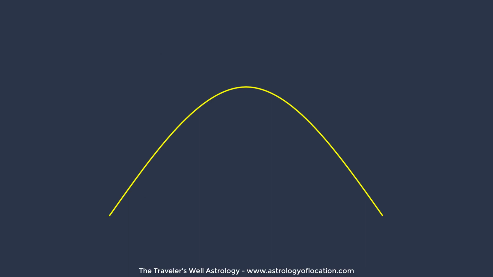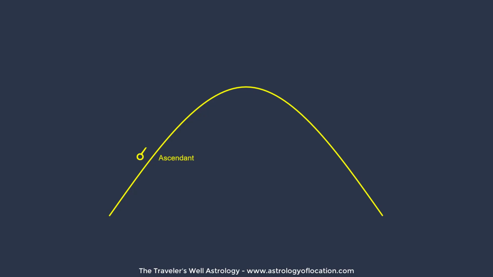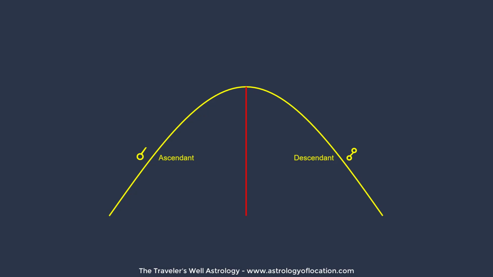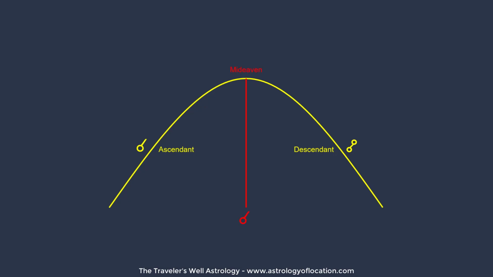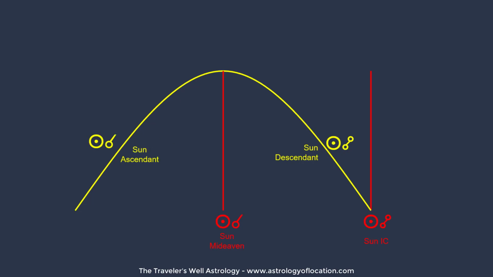Here's a fun little animation to demonstrate. Ascendant and descendant lines are always yellow and they're always curved. The ascendant is going to be a cannonball and the descendant is going to be a barbell. The midheaven and IC lines are always red and they're always straight. The midheaven is going to be a cannonball and the IC is going to be a barbell. That's the angles of your birth chart reflected onto a map. Each planet will be represented through those 4 angles.